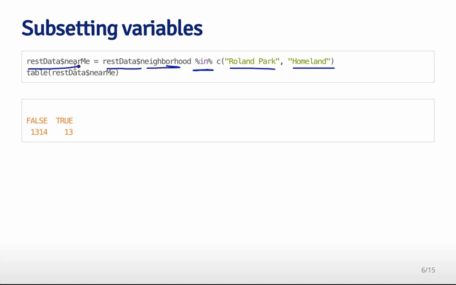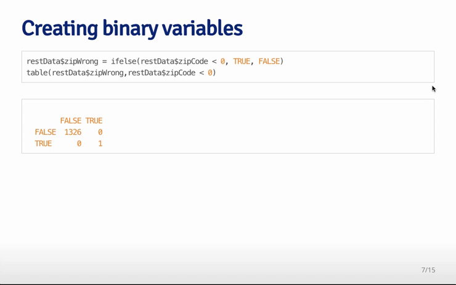And then what I'm doing is I'm appending this near me variable onto the restaurant data set. So this allows me to now subset that data set only by the restaurants that are near me, which is kind of a nice clean way of subsetting the data set as opposed to always having to use this longer %in% command. Another thing you might want to do is create binary variables. So for example, might want to find the cases where we know the zip code is wrong. So again, I'm assigning to the data frame the variable zip wrong, and here I'm using the ifelse command.